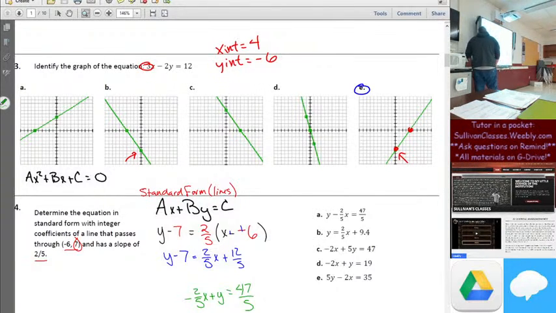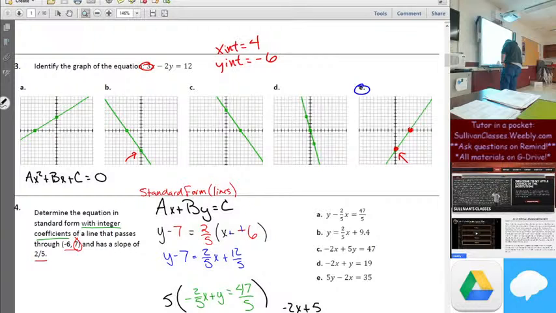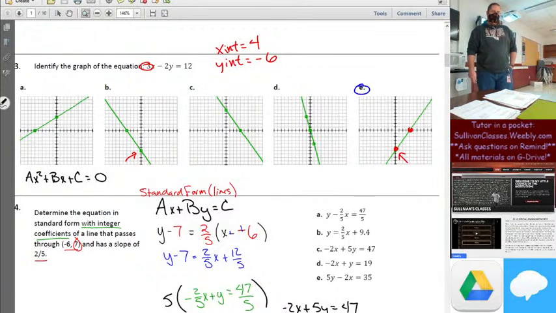Yeah. Reading the problem explains the problem. With integer coefficients, fractions are rational numbers, not integers. Integers means no fractions or decimals allowed. So I have to take this whole thing, multiply it by 5. Getting negative 2x plus 5y is 47. Reading the problem explains the problem.